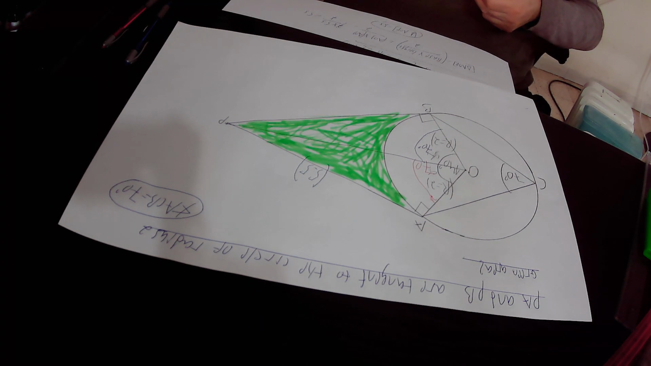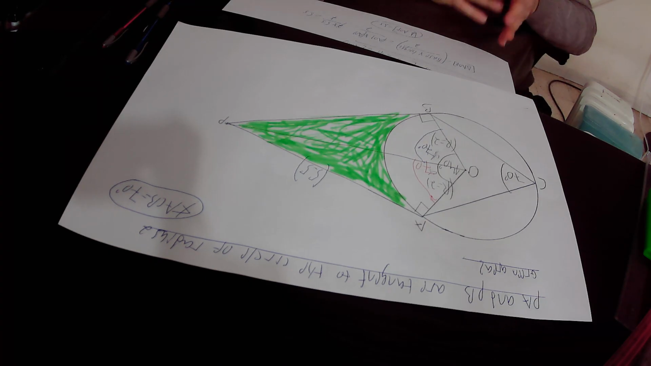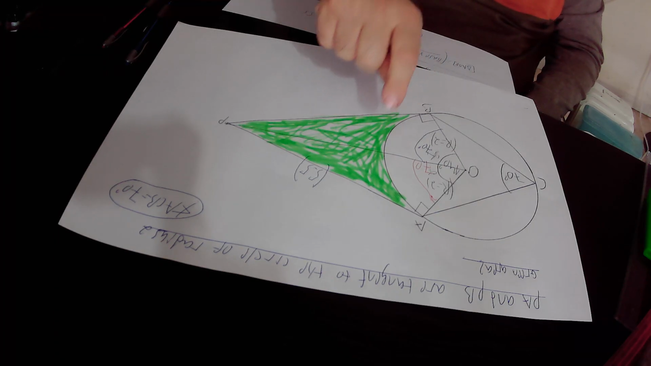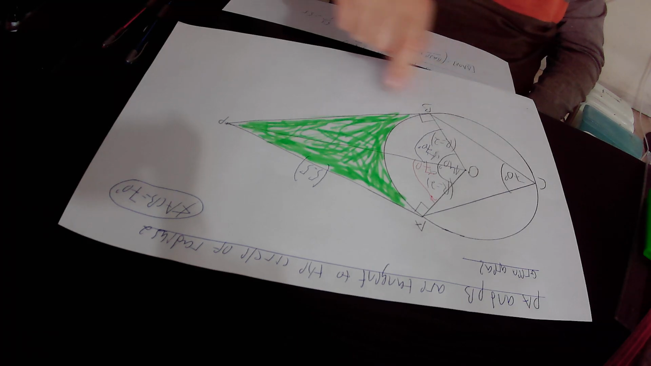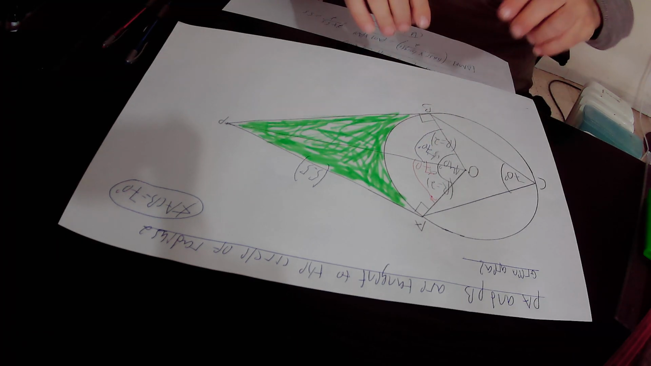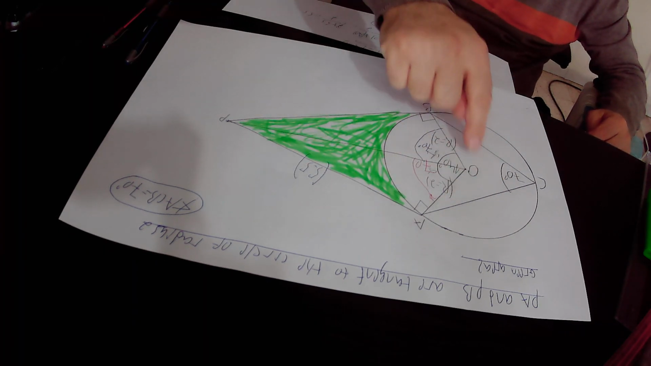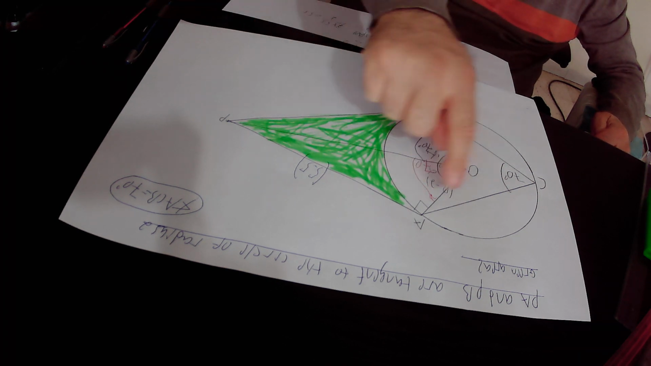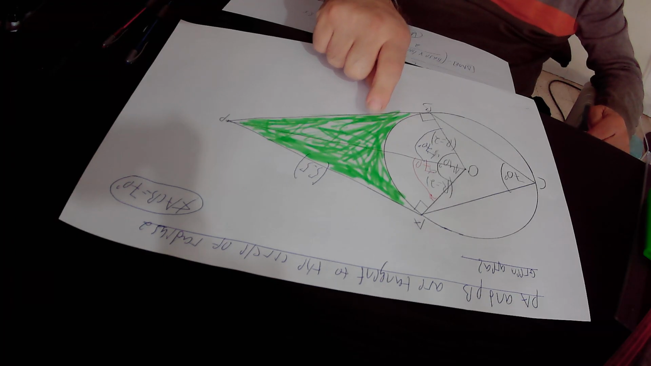I repeat again that our mission is to find the area of this green shape. So what is the area of this green shape? From here it is very easy to see that the area of this green shape equals the area of the upper right triangle AOP plus the area of the lower right triangle BOP. The sum of the areas of those two right triangles will give us the area of this quadrilateral AOBP. And after we subtract from the area of quadrilateral AOBP the area of this sector AOB, we get exactly the area of this green shape.